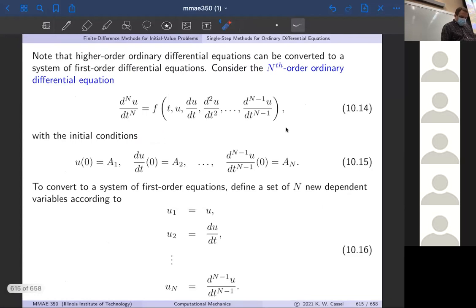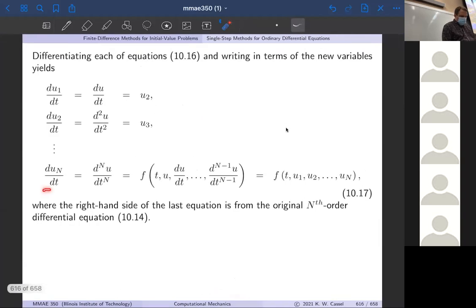When you get to the very last equation and differentiate this, we have dun dt, so un dot, is equal to the nth derivative of u with respect to t. What do we do with that? Oh, we have that right here from the original equation. The nth derivative of u with respect to t is f. So dun dt, or un dot, is equal to the nth derivative of u with respect to t, and that's just from the original differential equation.